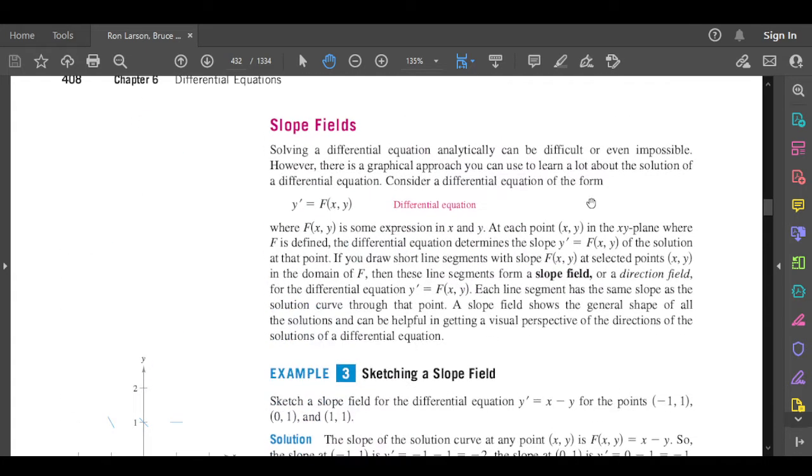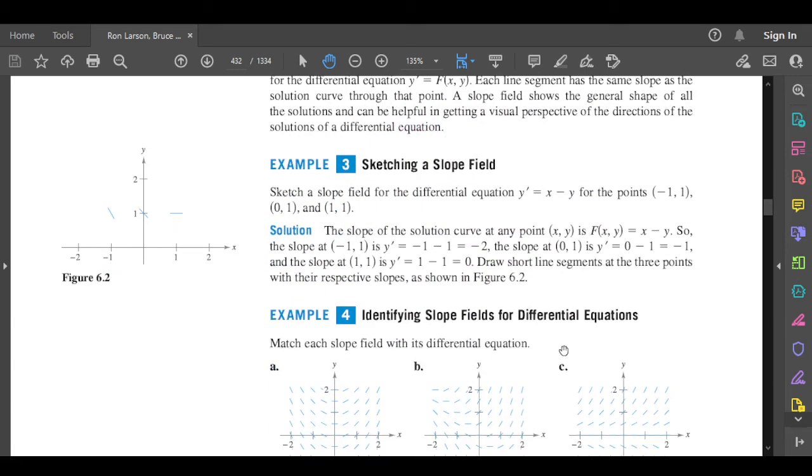Okay, so how do we do the slope fields? How do we form the slope fields?